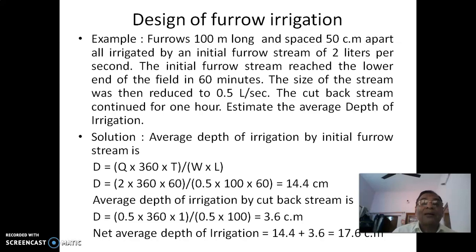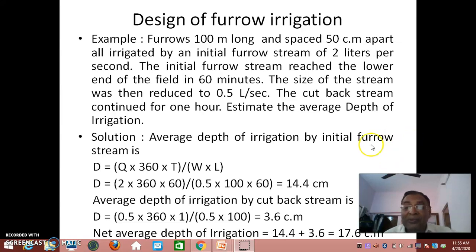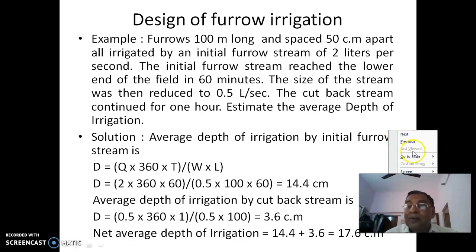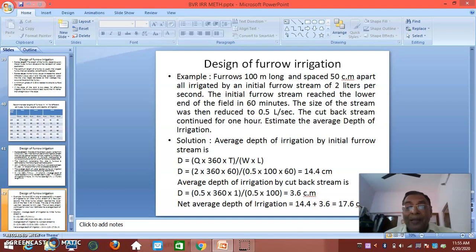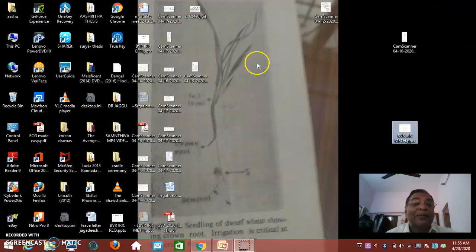Now, before we finish, we will also go back to our FAO documents discussion. We will go there.